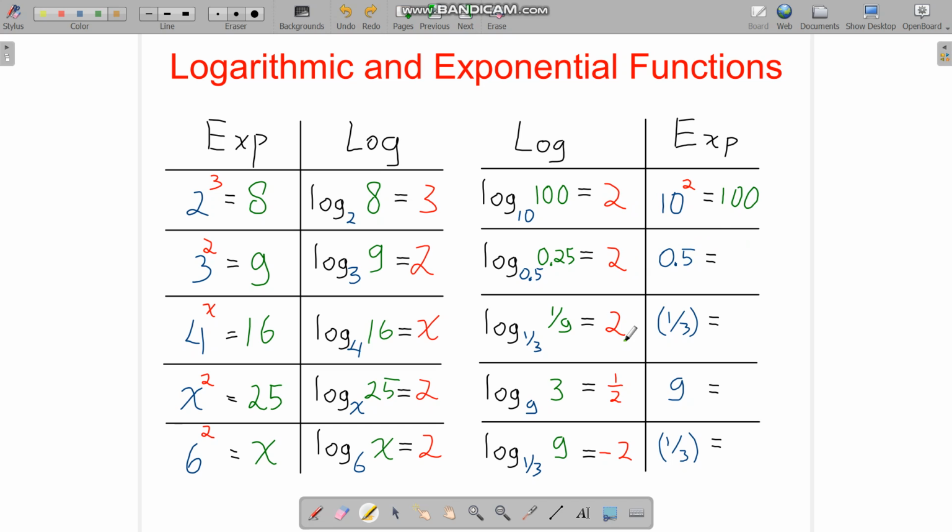So we put the 2 here because the exponent is 2, 1 over 2, 2. And now the result of the exponent is the argument of the logarithm. So this is 0.25, 1 over 9, 3, 9. You can check using the laws of indices and you'll see that everything makes sense here.